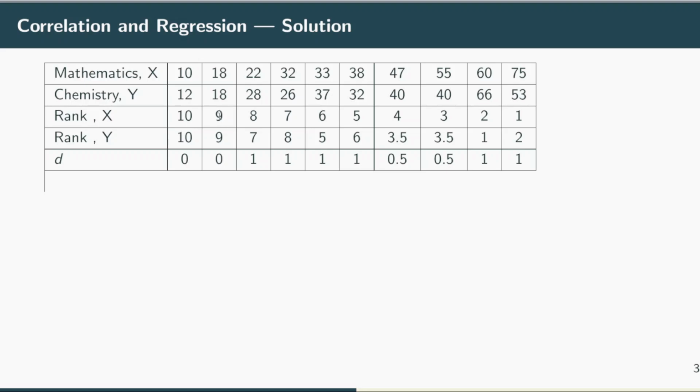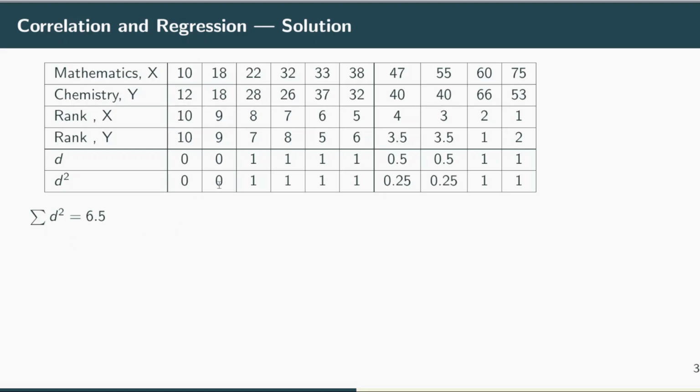10 minus 10, 0, 9 minus 9, 0, 8 minus 7, 1, 8 minus 7, 1, 6 minus 5, 1, 6 minus 5, 1, 4 minus 3.5, 0.5, and 3.5 minus 3, 0.5, 2 minus 1, 1, 1 minus 2, 1. Then finally, I have to square this difference, and when I square each of these values, this is what I obtain. Now, what is the formula for the Spearman's coefficient of rank correlation? It's given by, so I need to add the difference of the squares values.